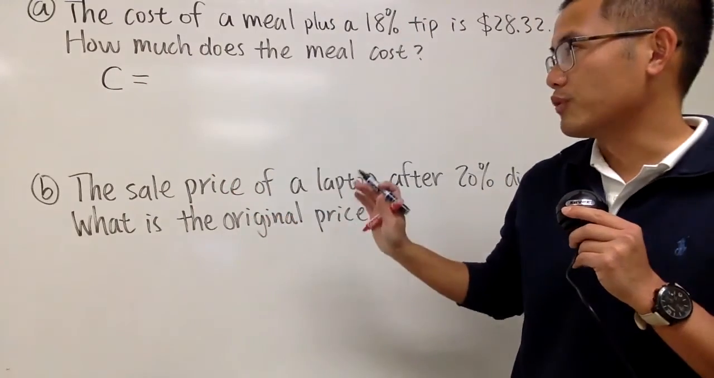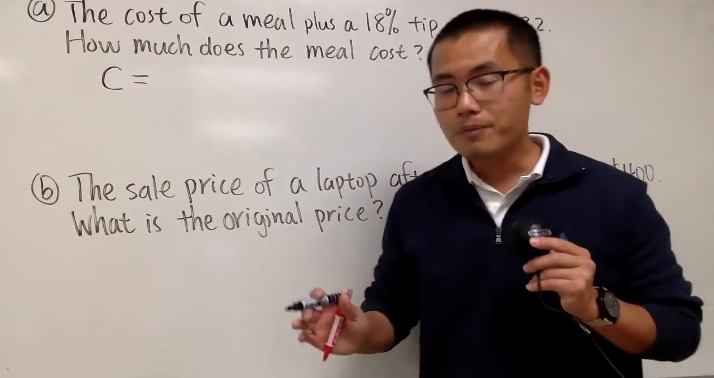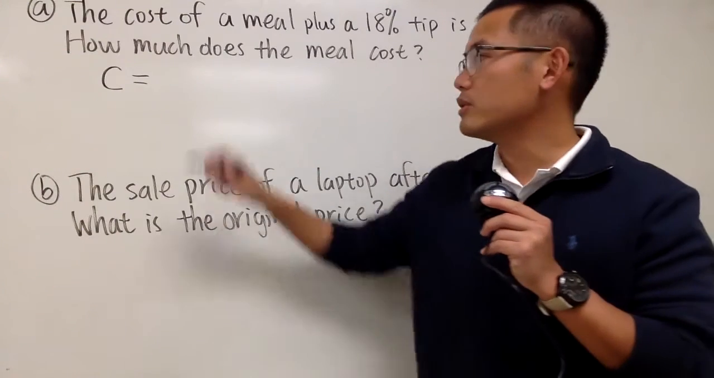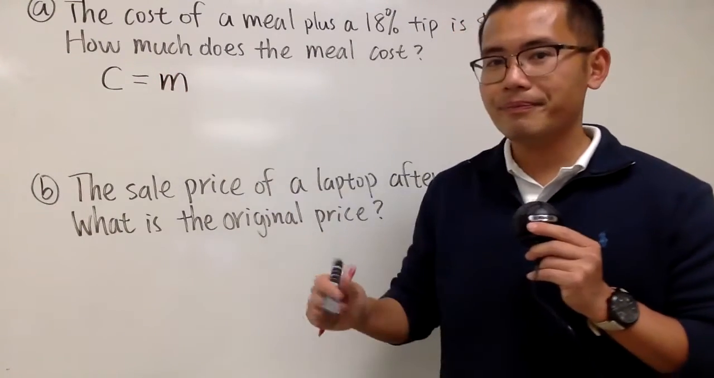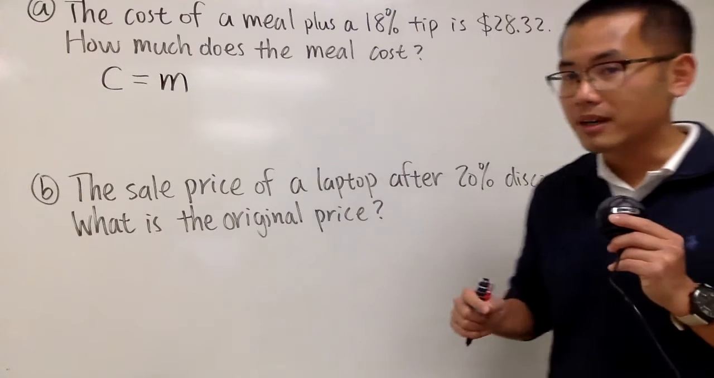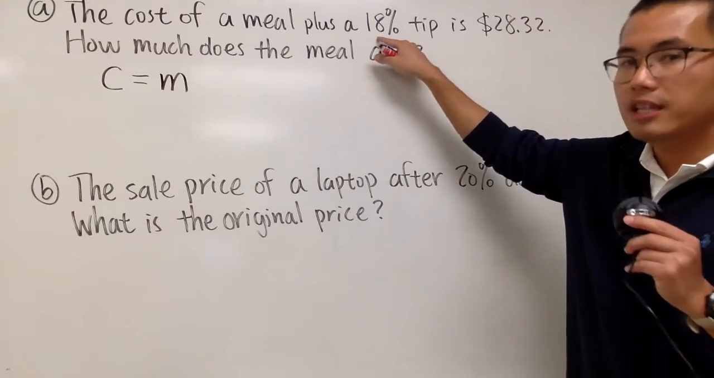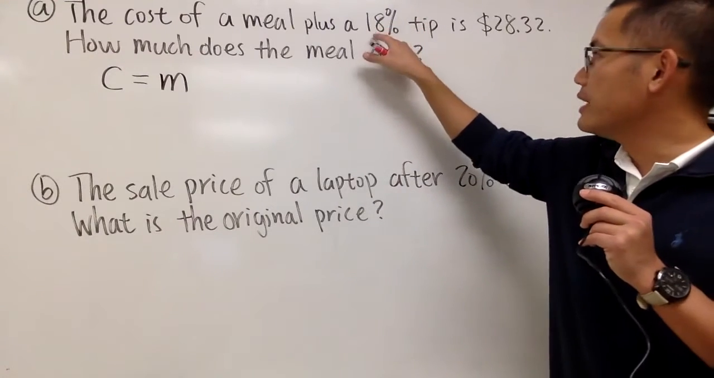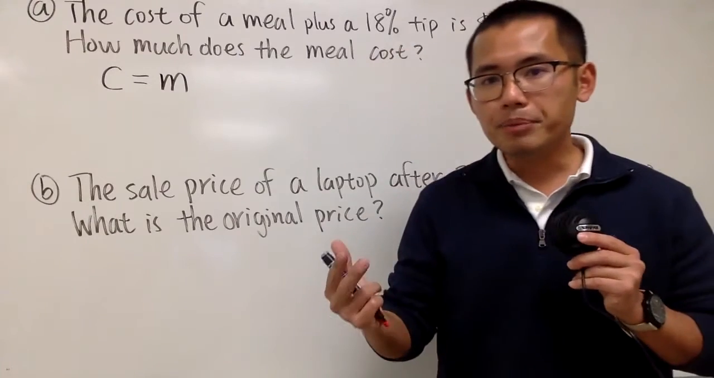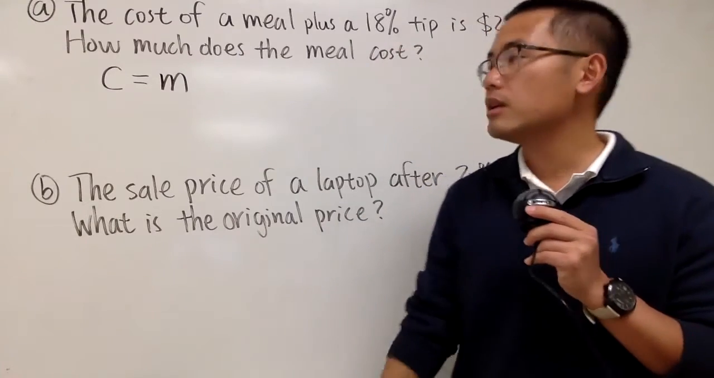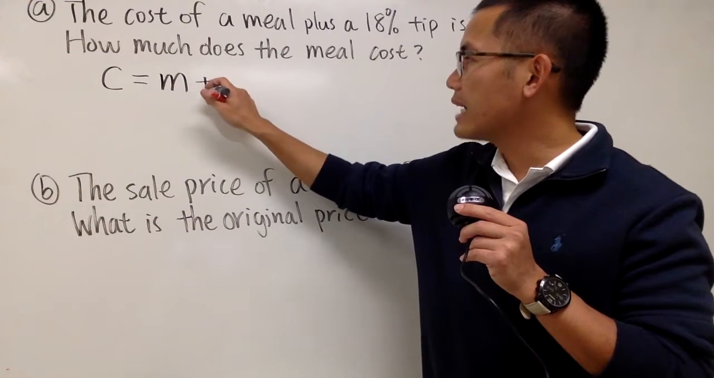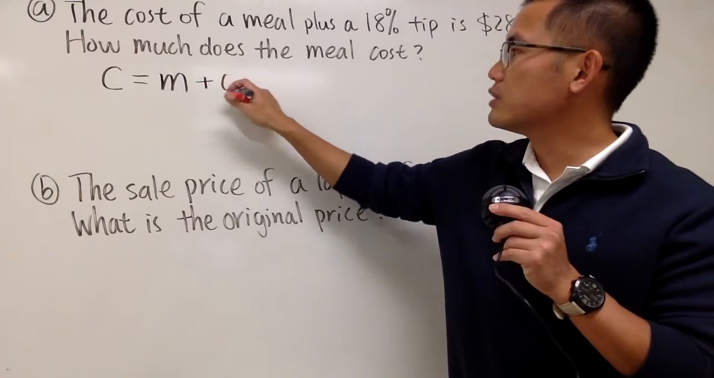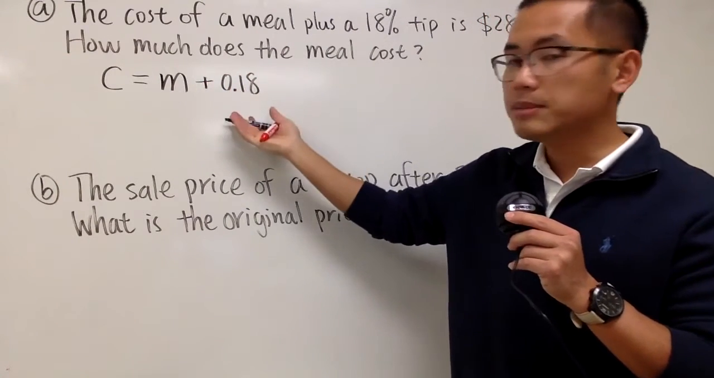So let's go ahead and write down a formula for this. Well, originally, we'll just have to pay for the meal. So let me just put down M for that. However, we are going to pay a tip, right? And that's an 18% tip. And when we are paying for an 18% tip, it means 18% of the meal, right? So we are going to add 18%, which is 0.18 as a decimal.